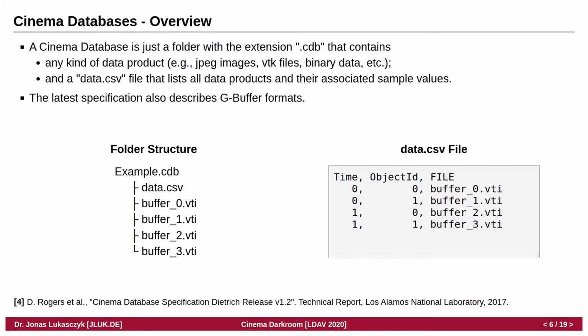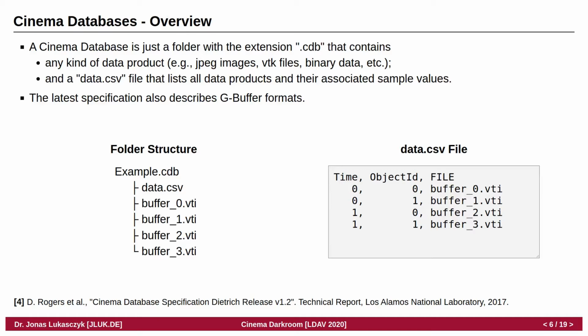The latest cinema specification provides guidelines on how to actually store geometry buffers in a cinema database. On a personal note, I still have the impression that many people who could definitely profit from using cinema databases are still hesitant to integrate them into their projects. I guess the primary reason for this is that they think cinema databases require a lot of overhead and special data formats, but cinema databases are deliberately kept as simple as possible.